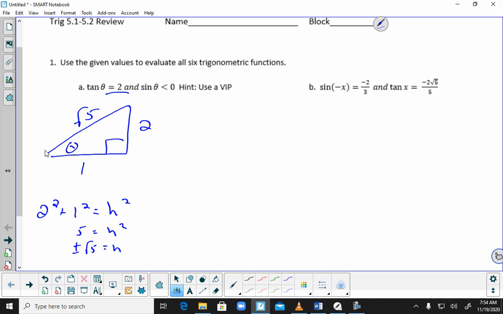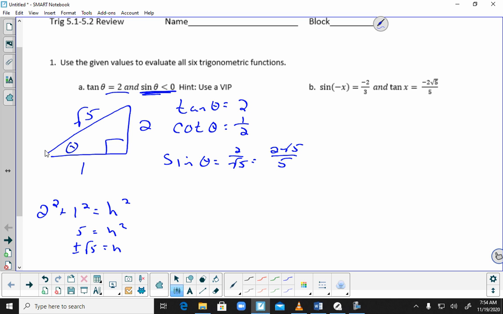I'm probably going to have to change the sign here in a second, though. So my tangent is 2. The next easy thing for me to do is the reciprocal of tangent, which is cotangent, so that's going to be 1/2. Then my sine is going to be the opposite, which is 2 over the hypotenuse, which is the square root of 5. So that's going to make that 2 square roots of 5 over 5. But I go up here and check that, see the sine is negative, so I'm going to make this a negative 2 square roots of 5 over 5.